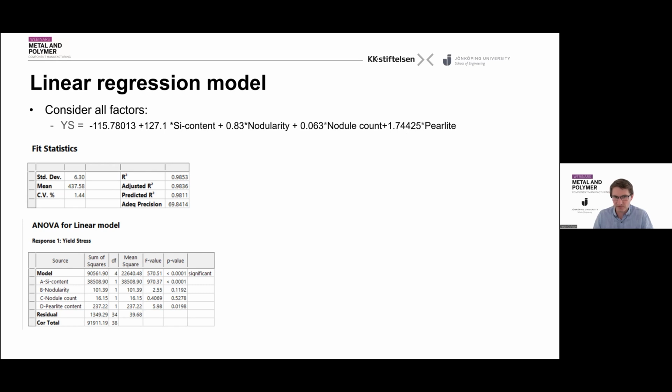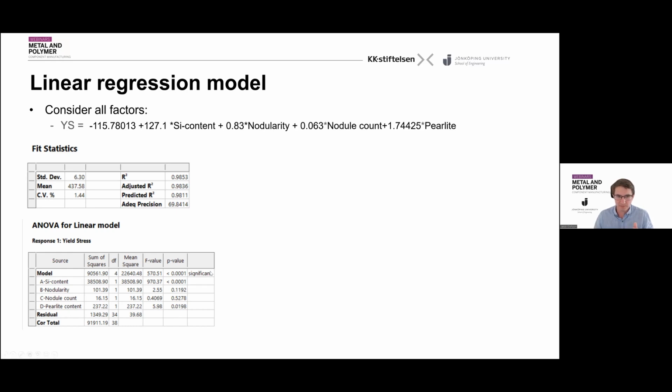Are we really sure on that? How sure are we on knowing this factor? Well, then we have to look at the ANOVA table and, especially, I will turn my attention to the p-value, which tells us, is this a statistically significant value, or is it just related to noise? We have noise in our measurements. We have variations in our measurements.